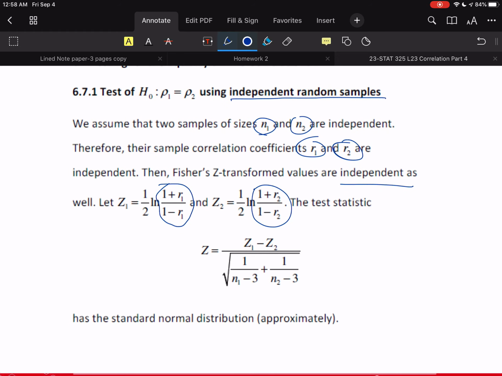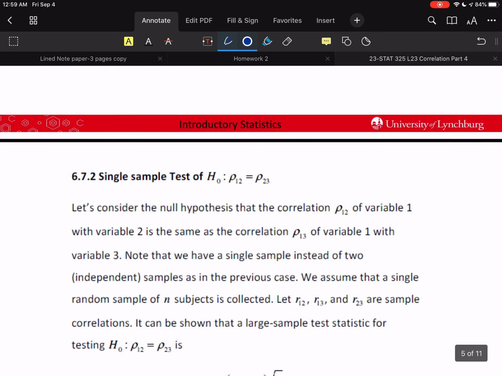So then we're calculating the Z1 and Z2, the Fisher transformations, and we subtract them. And then we take the square root of the sum of their variances. And this is approximately a standard normal distribution, which is very nice. It's nice that it ends up in this form, which is very easy actually to remember if you had to remember it. But again, I'd write it on my formula sheet.